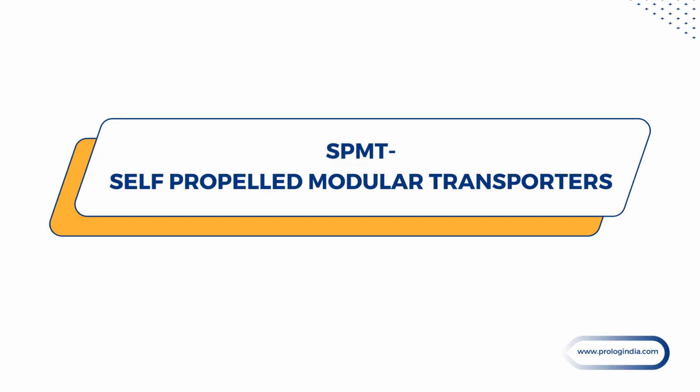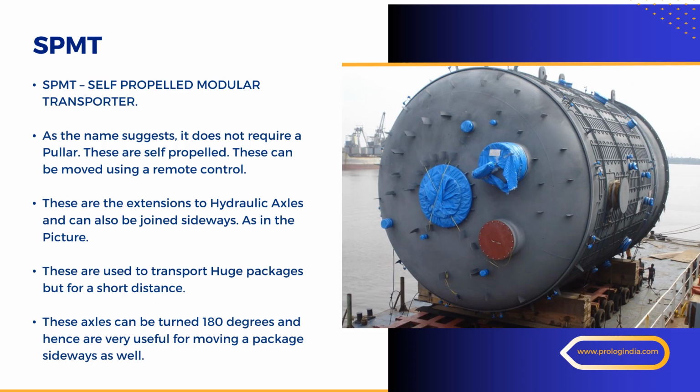The last type is SPMTs, that is self-propelled modular transporters. As the name suggests, it does not require a puller. These are self-propelled. These can be moved using a remote control. These are the extensions to hydraulic axles and can also be joined sideways.